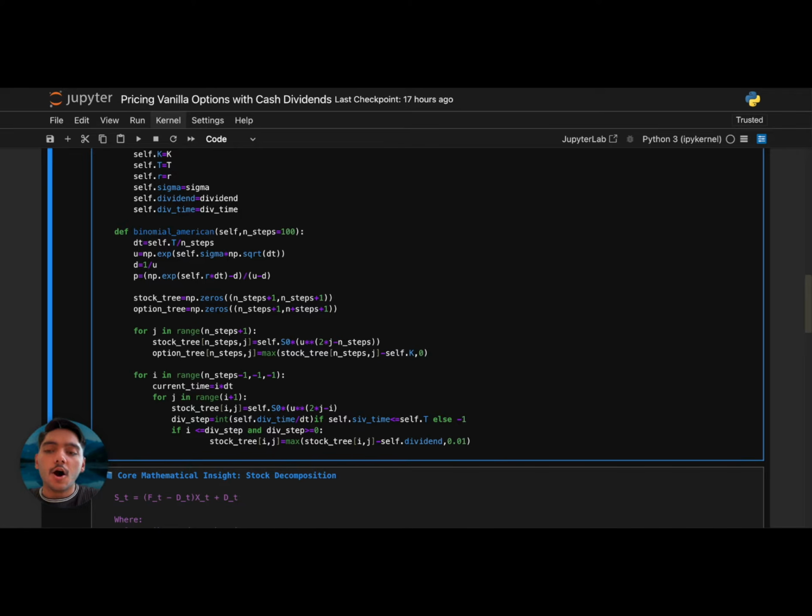Now let's calculate the option's value. So the continuation value will be equal to np.exp(minus self.r times dt) times (p times option_tree[i plus 1, j plus 1] plus (1 minus p) times option_tree[i plus 1, j]).